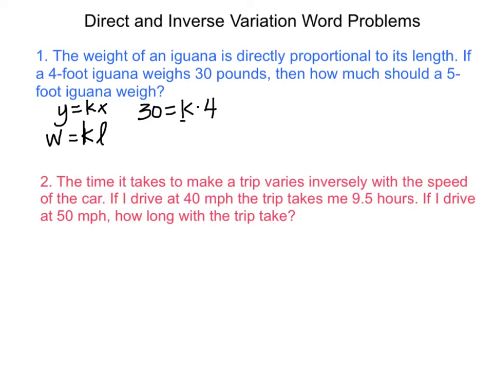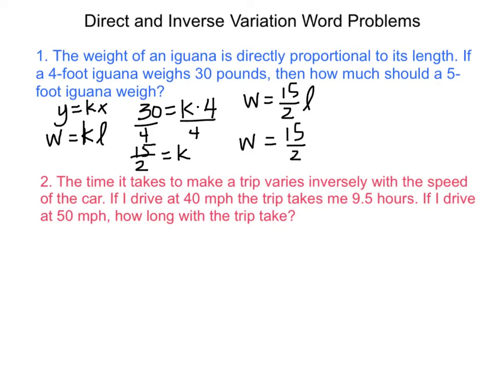So let's solve this for k by dividing by 4. 30 over 4 is 15 halves, which I'm going to leave as 15 halves for the purposes of my equation. So 15 halves times the length. And now I know that I'm talking about a 5-foot iguana. So in order to find the weight of that 5-foot iguana, we're going to plug in 5 for the length. And when we multiply, remember, fraction times whole number is numerator times whole number, 75 halves. Now, you don't walk into the vet and say, my iguana weighs 75 halves pounds. You usually say it in the form of a decimal or maybe a mixed number. So what does Iggy the iguana weigh? He weighs 37.5 pounds.